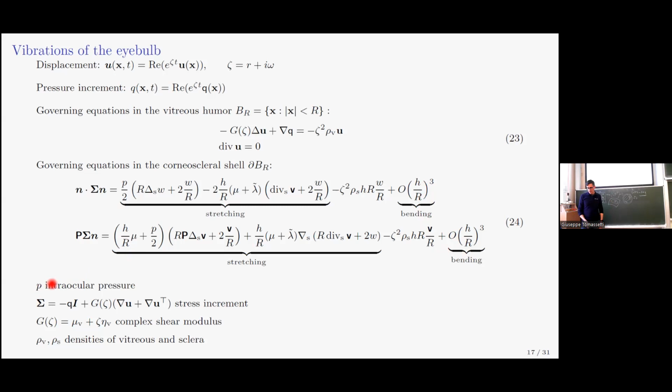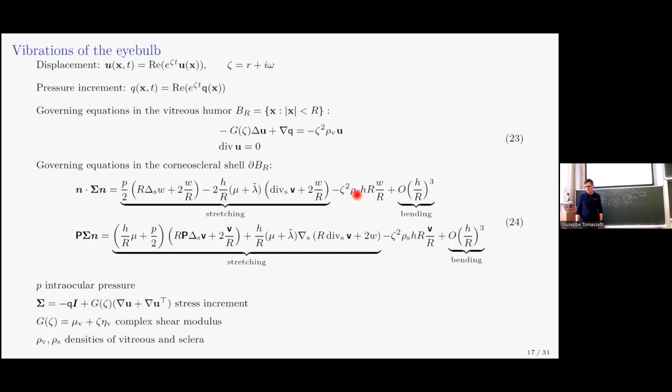Again, P here is the intraocular pressure. This is the stress increment that I was showing here. And this G of Z, which appears in this equation, is the so-called complex shear modulus. So it has a real part that accounts for elasticity, essentially, and there is this other part with Z that accounts for dissipation. And these rho V and rho S are the density of the vitreous and the sclera.